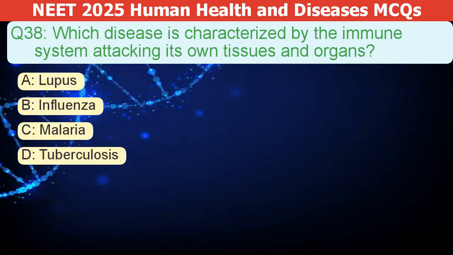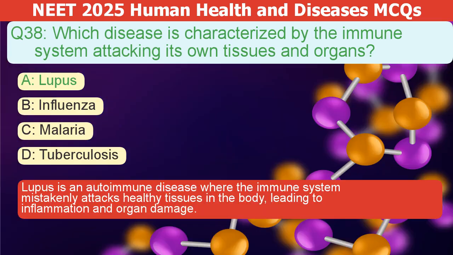Which disease is characterized by the immune system attacking its own tissues and organs? A. Lupus. B. Influenza. C. Malaria. D. Tuberculosis. The correct answer is A.